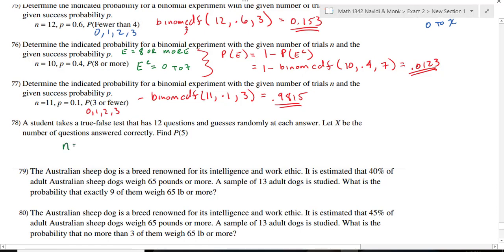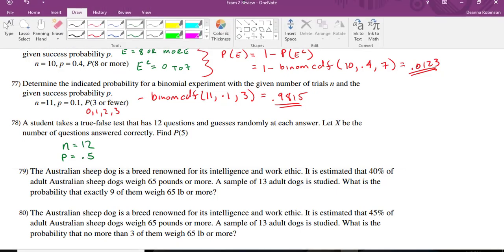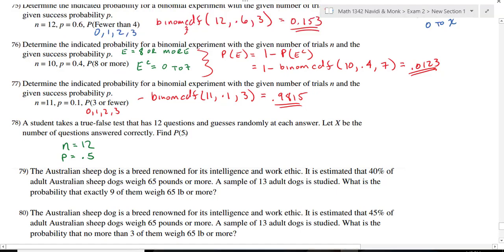First of all, this is a binomial because we have a fixed number of trials. What is my fixed number of trials? The 12 questions. My questions are all independent of each other. The probability of success stays the same for each question because they're all true-false questions. As a matter of fact, what is my probability of success? 0.5. So this would be the binomial PDF because now I have a particular value.